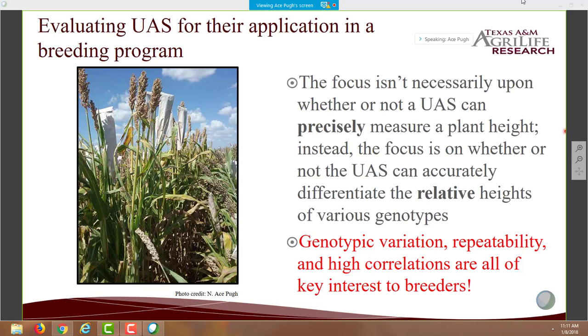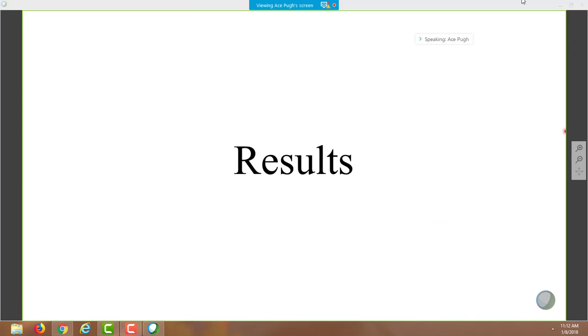So as I said before, the focus when we're evaluating these UAVs isn't really whether or not they're getting the exact correct height of a plant. What we want to know is what the genotypic variation explained is, how the repeatability is, and whether the correlations are high enough to be useful. So with that, I'm going to get into the meat of this discussion, which is the results that we found.